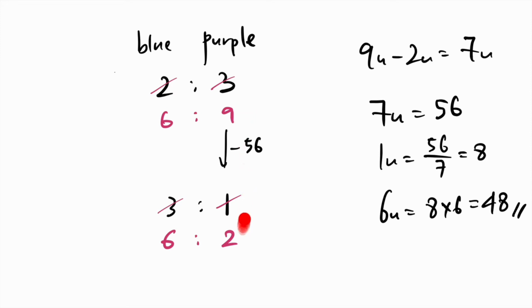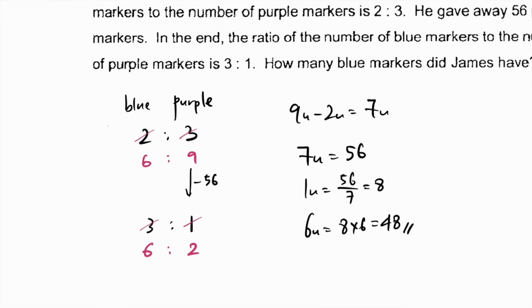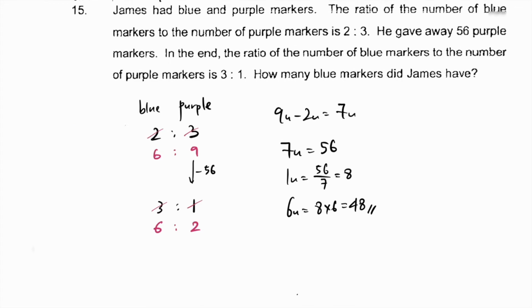9 units minus 56 gives us 2 units. Doesn't that mean 7 units represents the 56? Yeah, actually it does. So what does the question want? Blue markers that James had. So we're interested in 6 units then. So if 7U is 56, 1U is 8, 6U is therefore 48.